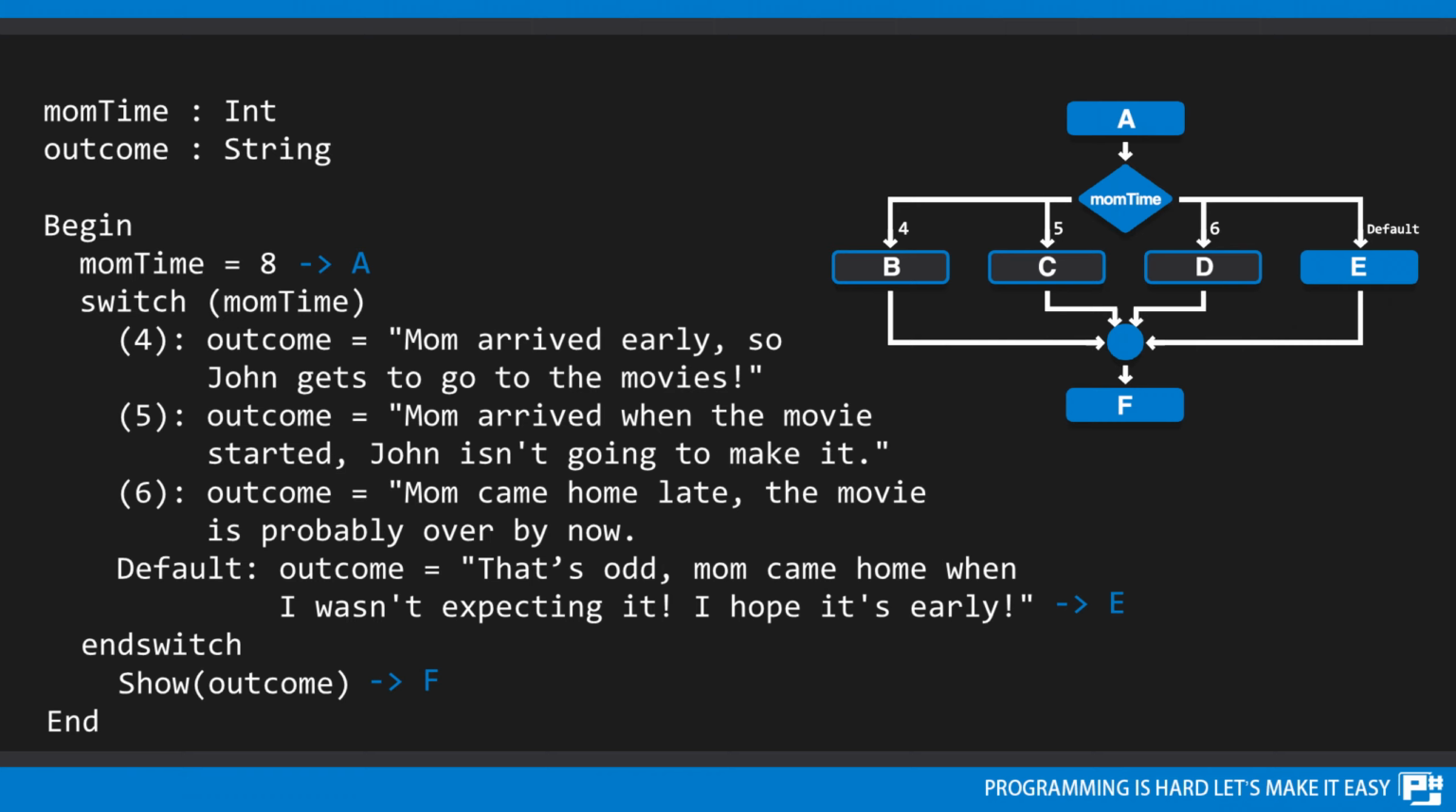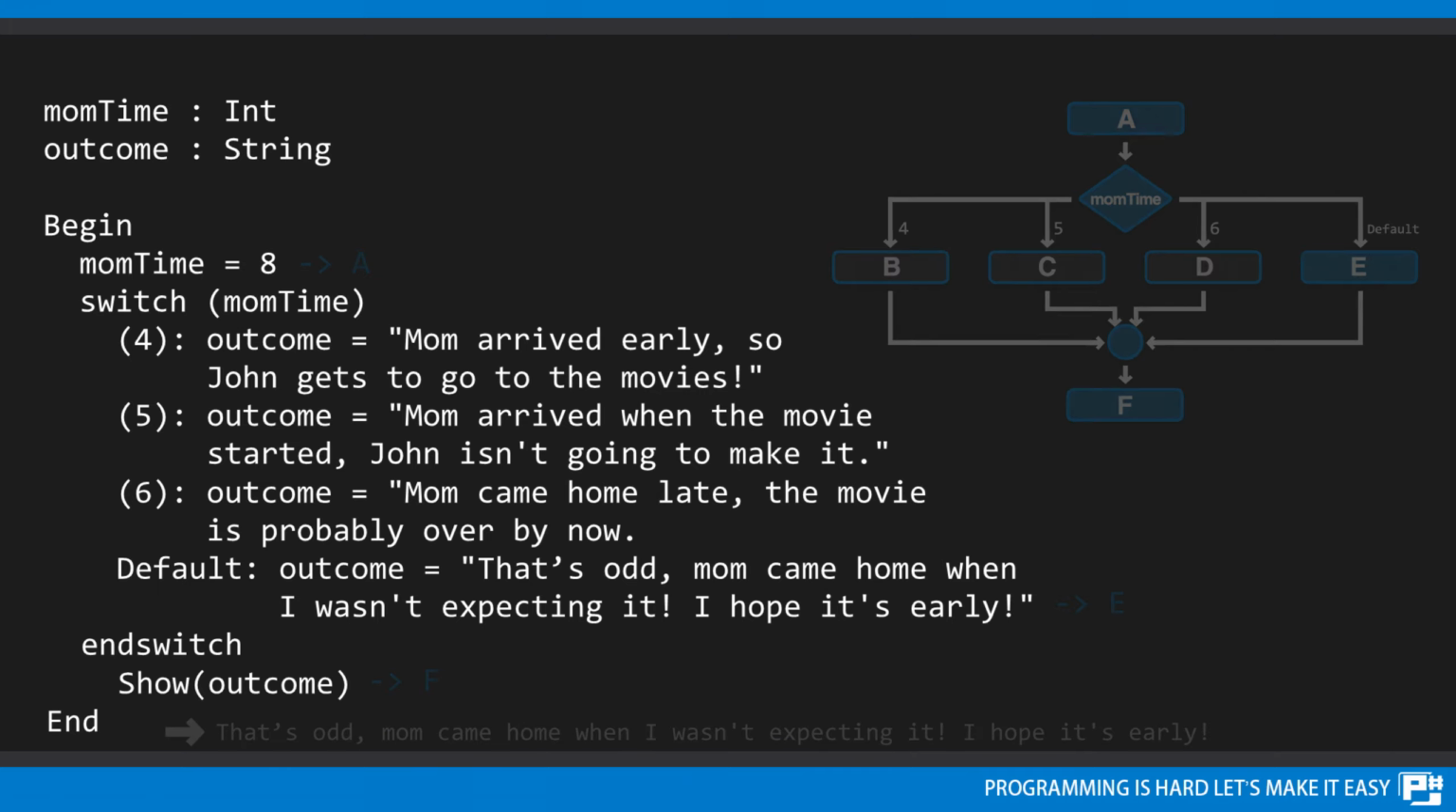Our instruction F tells us that she came home before 4 or after 6. Unfortunately, we lumped all the other times under the default section, so we don't know if Laura arrives really early or too late. Don't worry though, we can fix this.